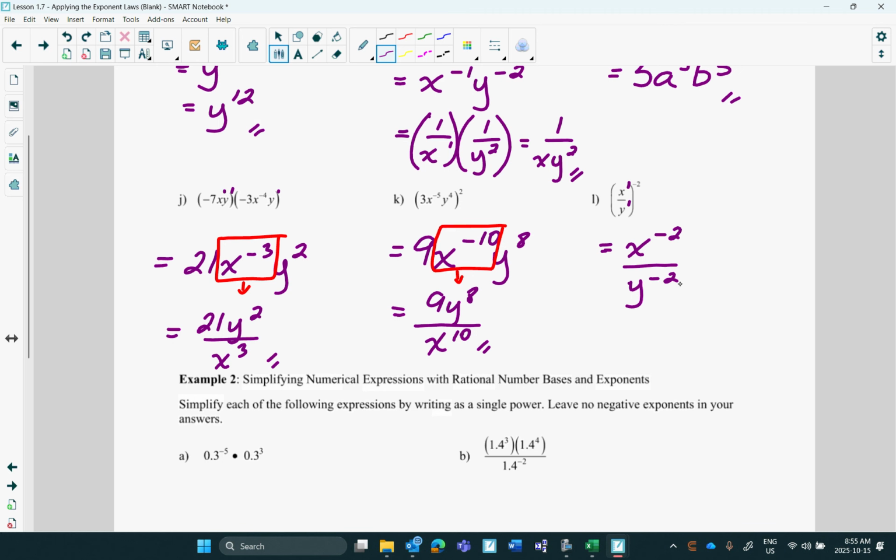Now notice, this is weird. I've got a fraction with a negative exponent up top and a negative exponent on the bottom. How do you move it? Move this one down. What do you think you do with this one? Move it up. If it's down and negative, move it up in the fraction. If it's up and negative, move it down. So we're just going to switch these two. When I move the y to the negative second up top, I get y to the second. When I move the x to the negative second to the bottom, I get positive 2 as an exponent.